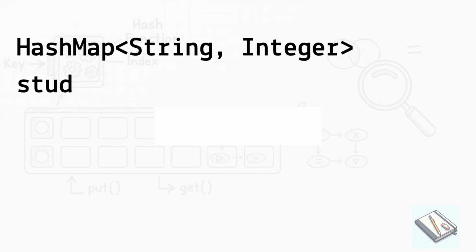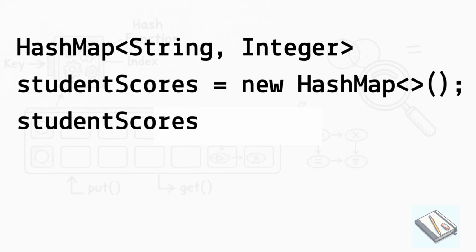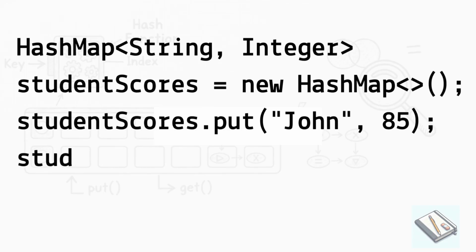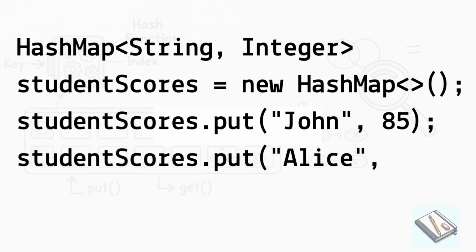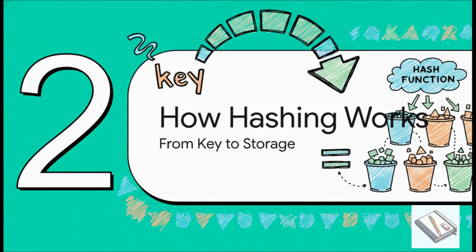And in your code, it's super simple. You just create a HashMap object, and then use the put method to add your key value pairs. So here, we're using a student's name, which is a string, as the key, and their score, an integer, as the value. So how in the world does the HashMap find these values so quickly? It's definitely not just scanning through a list from top to bottom. No, the real secret is in how it stores the data in the first place.